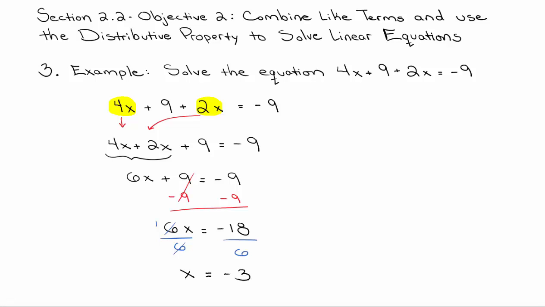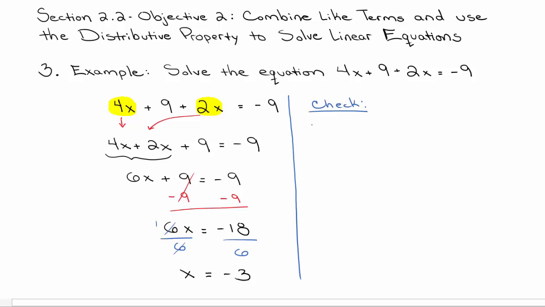Remember, you're never truly done until you check your answer. So now we're going to check this to make sure that we have the correct answer here. So our original equation was 4x plus 9 plus 2x equals negative 9. It's always a good idea to use the original equation, not the one where you already combined like terms, because just in case you didn't combine like terms correctly, this is where you're going to catch it.